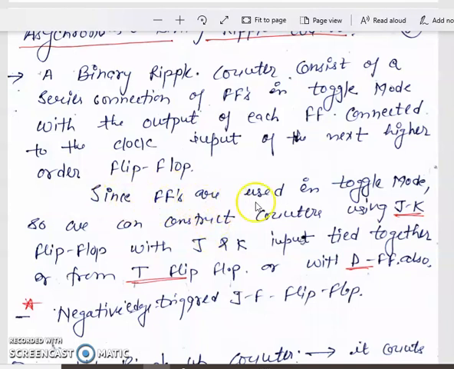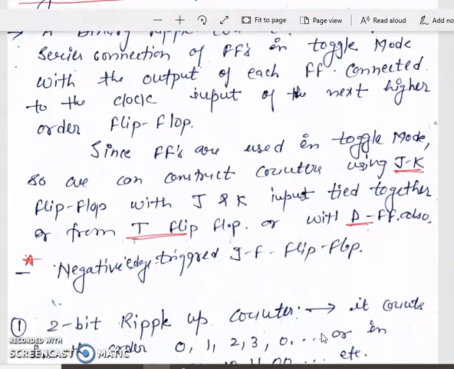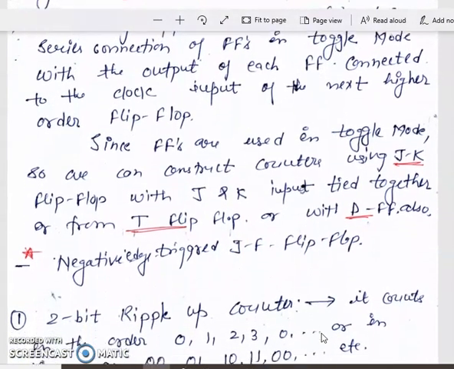Okay, since flip-flops are used in the toggle mode, we can construct the counter using a flip-flop which has the property of toggling, that is the JK flip-flop. Also, a T flip-flop is constructed using the JK flip-flop. If we tie together J and K, or short them, then it becomes the T flip-flop or D flip-flop also. Okay, the counter may use negative edge triggered as well as positive edge triggered JK flip-flops.